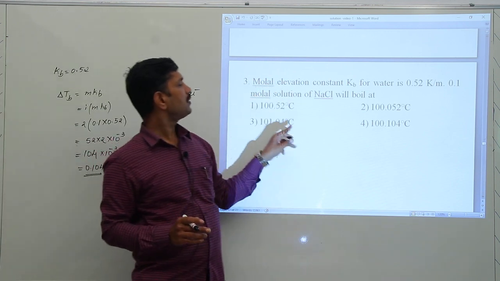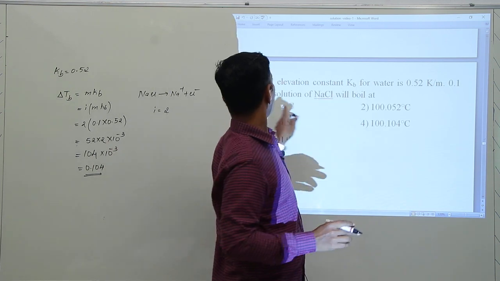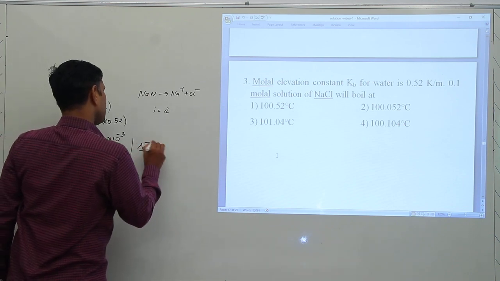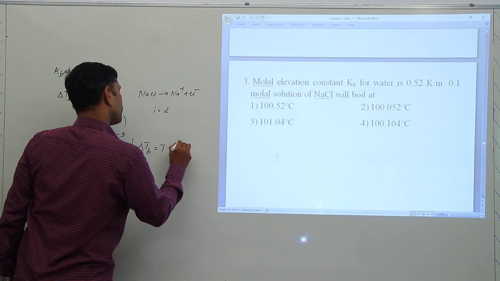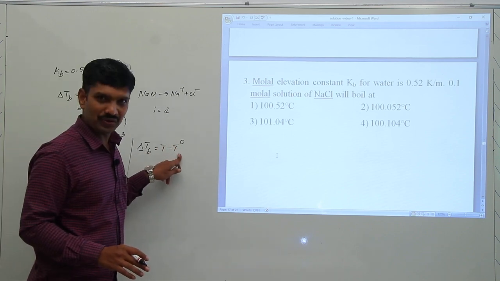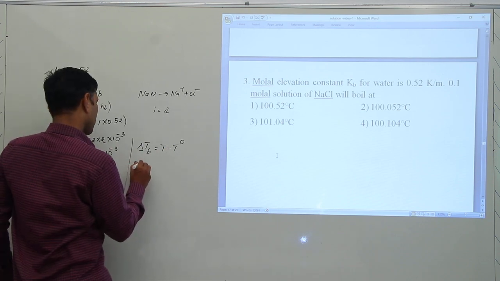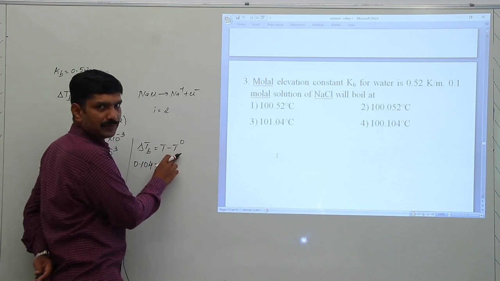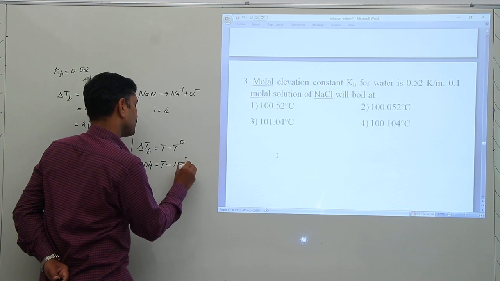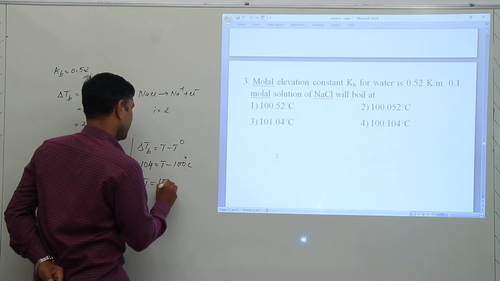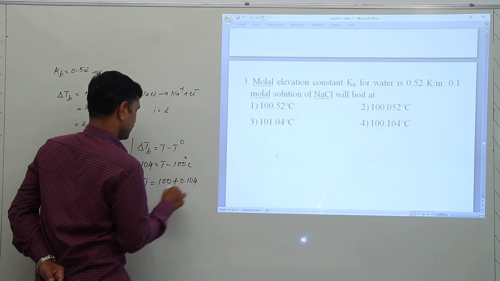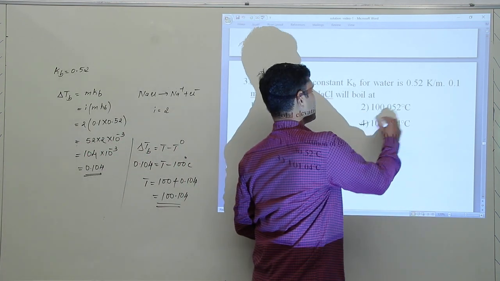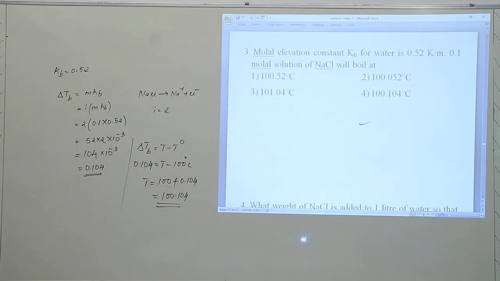But our question here is the boiling point of the sodium chloride solution. We know the formula delta Tb is equal to T minus T naught, because the boiling point of the solution is greater than that of the pure solvent. So delta Tb is 0.104, then we find T. We know that pure solvent boils at 100 degree centigrade. So T is equal to 100 plus 0.104. The answer is 100.104, so the fourth option is correct here. Okay. Next question.